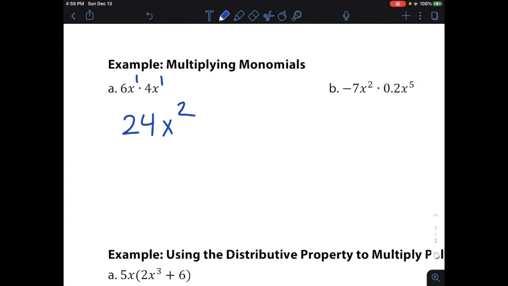And another way we refer to that is multiplying monomials, because a monomial is a single term. So 6x is a monomial. 4x is a monomial. Mono means one, so that's why we call them monomials.